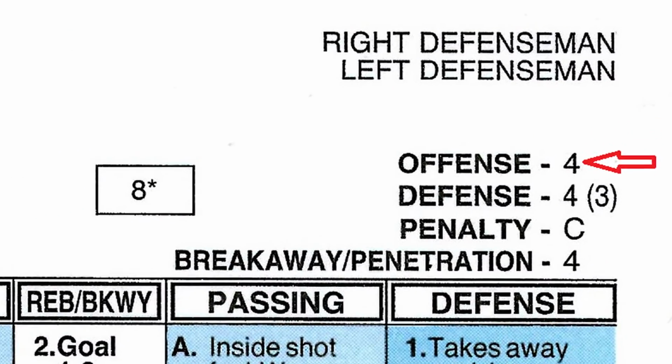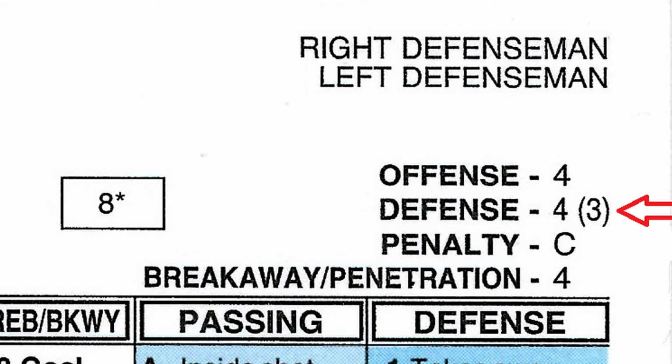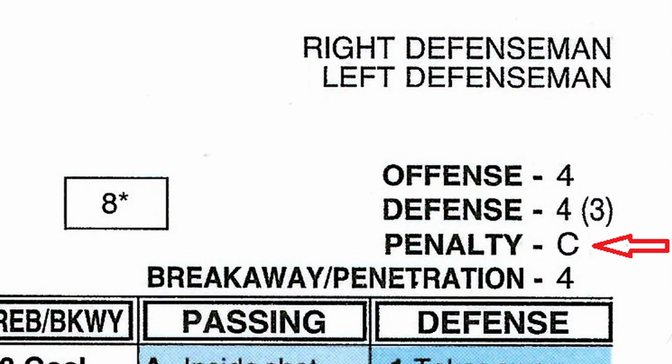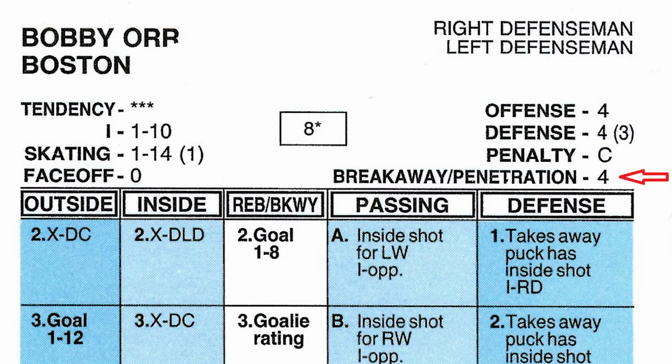Other ratings on player cards important for basic play are the offense and defensive ratings. The higher the better for these two. Penalty ratings are used to determine if a player is more apt to take a penalty. A player with a D rating is not likely to get many penalties, whereas an AA rated player is going to spend a lot of time in the sin bin. Breakaway and penetration rating is the agility of the player. The higher the better, 4 being the highest, 1 being the lowest.